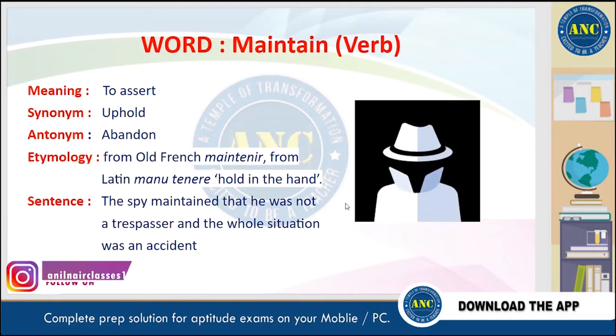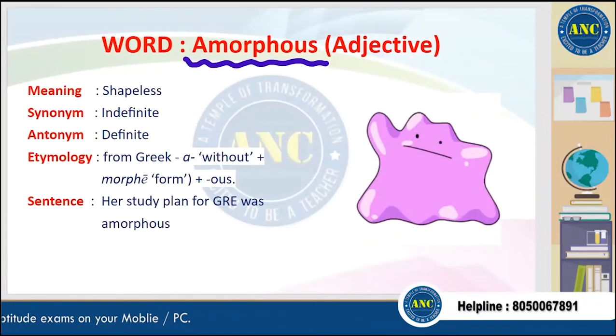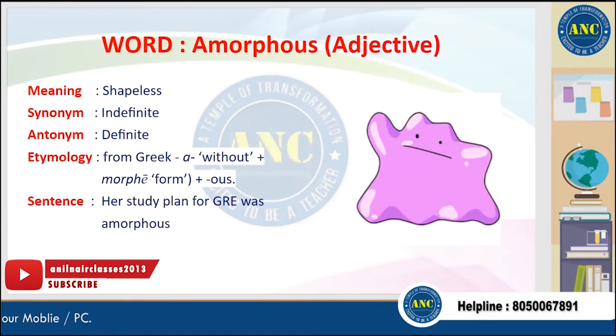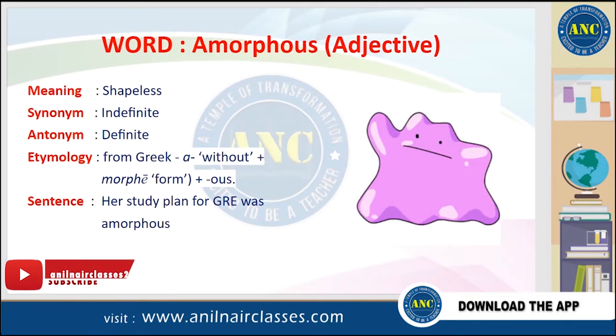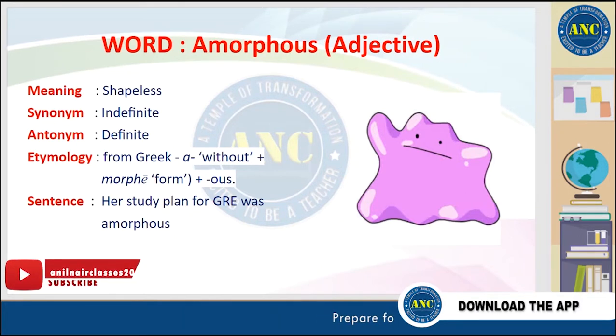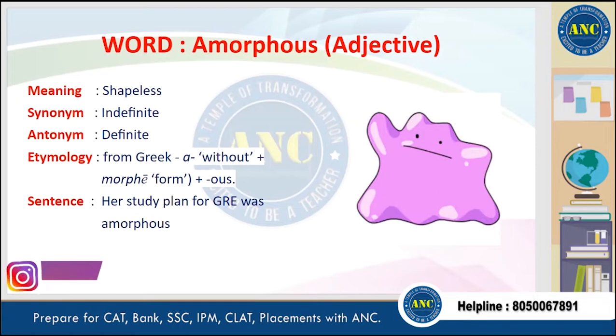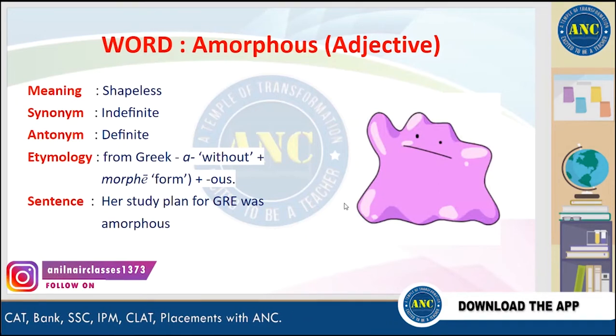Moving on to the next word. Amorphous. Amorphous is an adjective which means shapeless. A synonym for it is indefinite and an antonym is definite. It is derived from an old Greek word which is morphe, which refers to the form, and a refers to without. A sentence is, her study plan for GRE was amorphous.